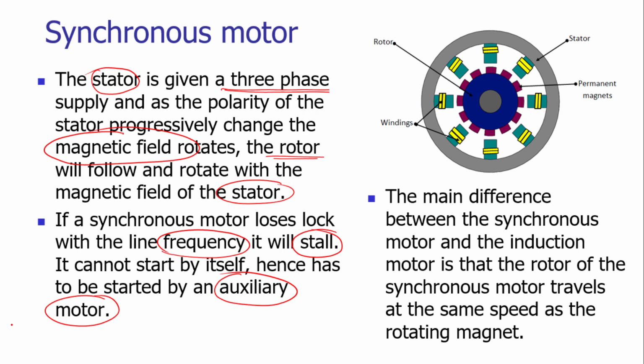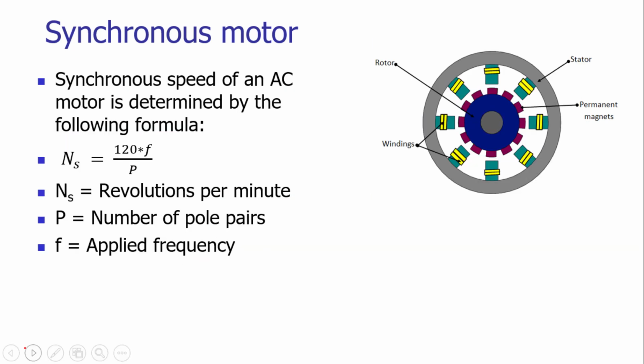That auxiliary motor is a DC motor, so we have to help the rotor start its rotation. Now, how to compute the synchronous speed of an AC motor? There is a simple correlation. The synchronous speed in revolutions per minute is a function of the applied frequency and the number of pole pairs.